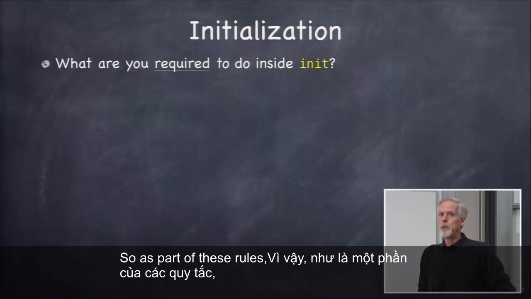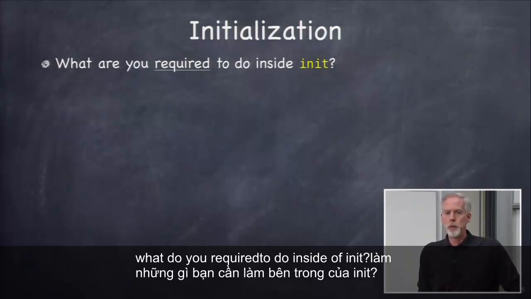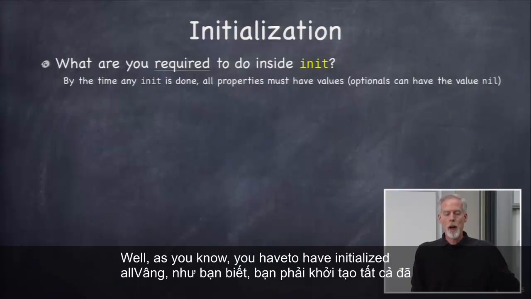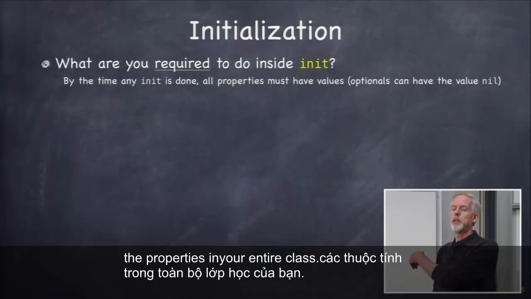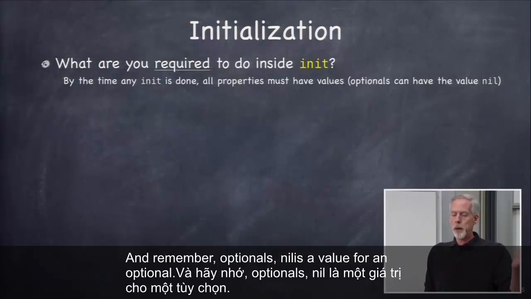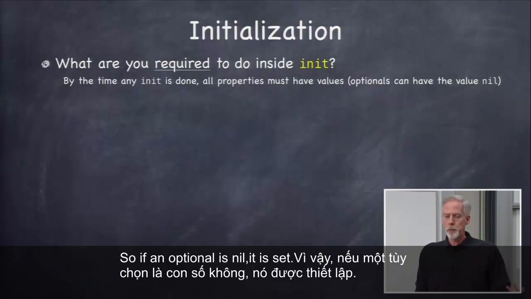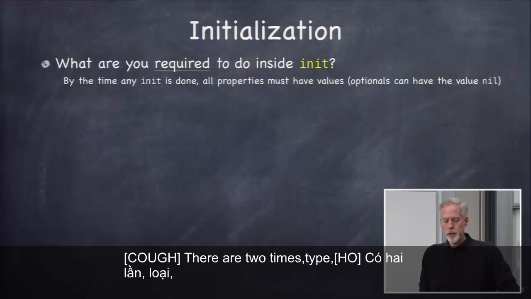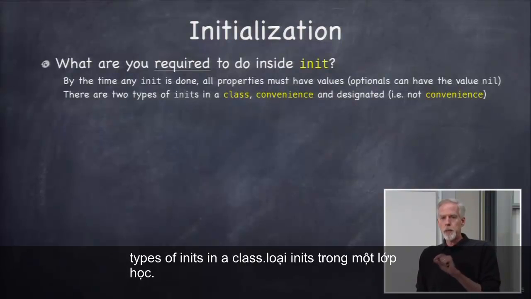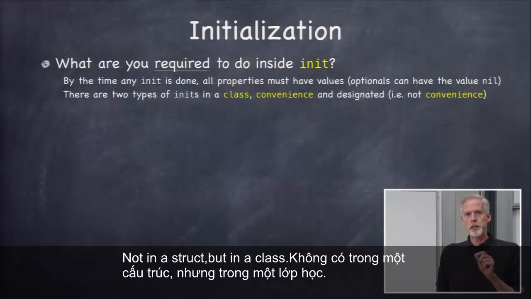All right, so as part of these rules, what are you required to do inside of init? What is mandatory for you to do? Well, as you know, you have to have initialized all the properties in your entire class. You cannot start a class off with no values. And remember, optionals, nil is a value for an optional, so if an optional is nil, it is set, so everything's fine there.